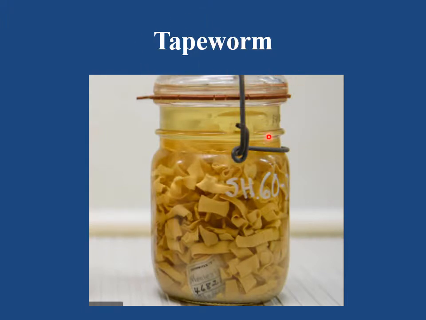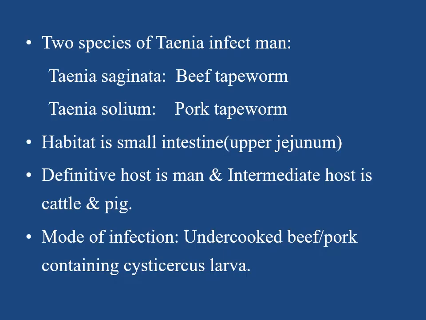Next parasitic spot is tapeworm. You can see it looks like a tape. Two species of tapeworms are there, Taenia saginata and Taenia solium. Taenia saginata is also known as beef tapeworm. Taenia solium is known as pork tapeworm.